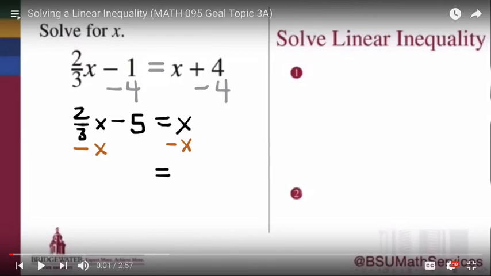When I've done that, my right-hand side, what's x minus x going to become? I've subtracted a quantity from itself. I end up with just plain 0, no quantity left on the right. I still have my -5. And then here I have 2/3 x minus x. Okay, so how do I do that? How do I take two quantities, which are both multiples of x, and subtract them?